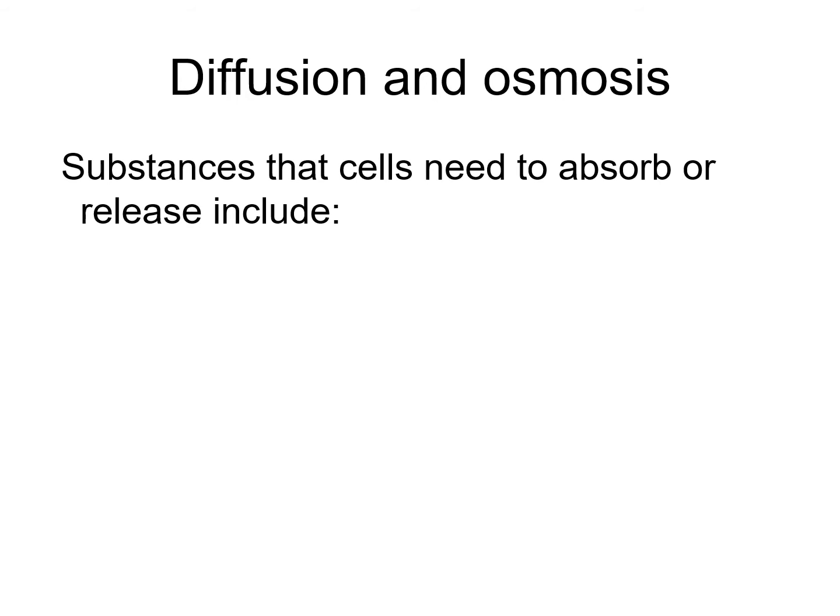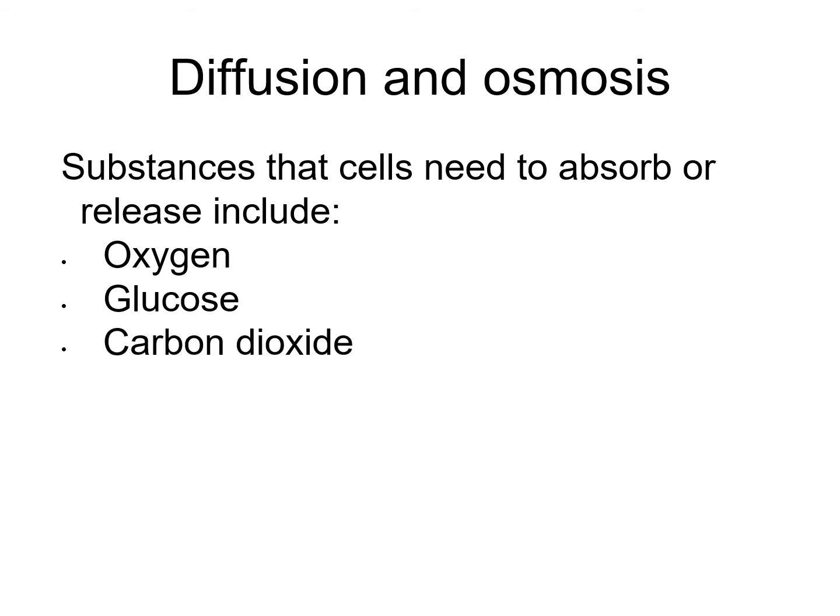Okay, we're going to look at diffusion and osmosis now. Diffusion and osmosis are the ways that substances move into and out of animal and plant cells. The sorts of substances animal and plant cells need to absorb or release are things like oxygen, glucose, carbon dioxide, which is a waste product in animal cells but is used by plants for photosynthesis.